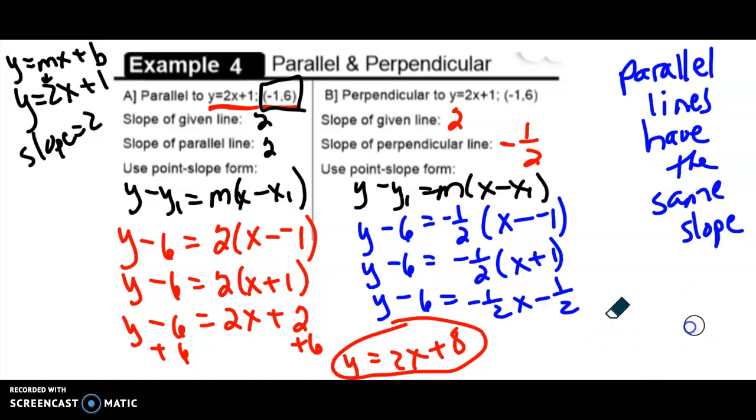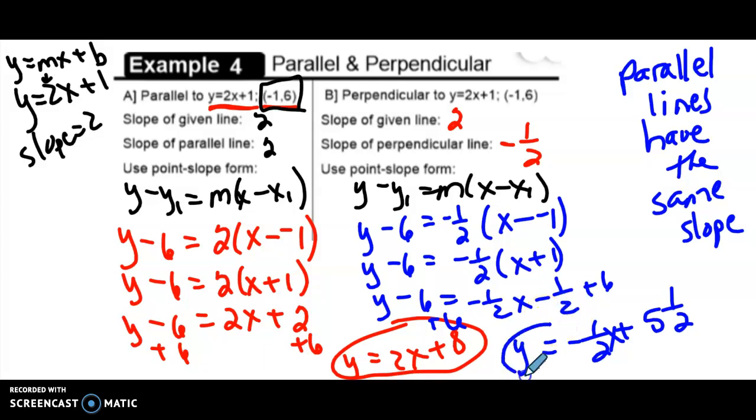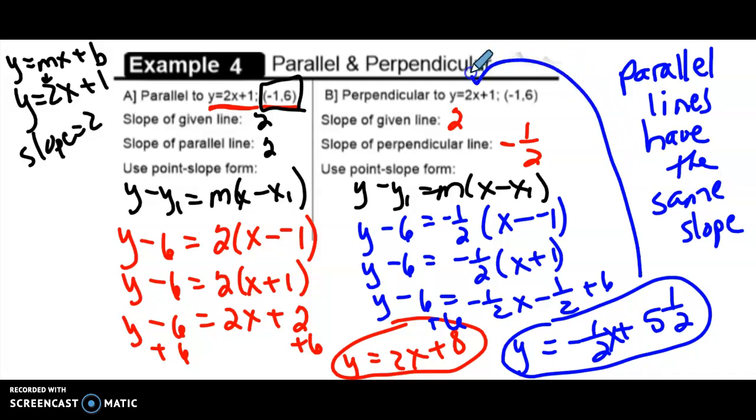It's not so fun, huh? Add 6 to negative a half. That'll be, what, 5.5? Oopsies, I forgot my x. y equals negative a half x plus 5.5. If I add 6 to both sides here, I get y equals negative a half x plus 5.5. All right, this is perpendicular to this line, and it goes through the point negative 1, 6.